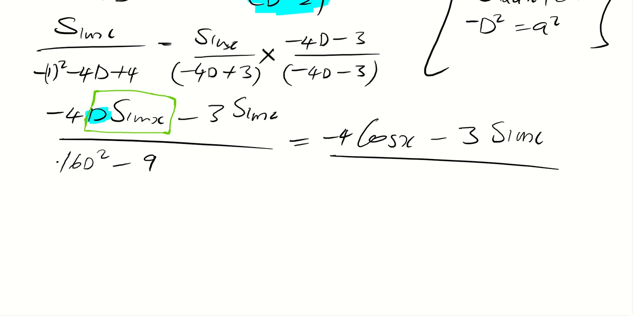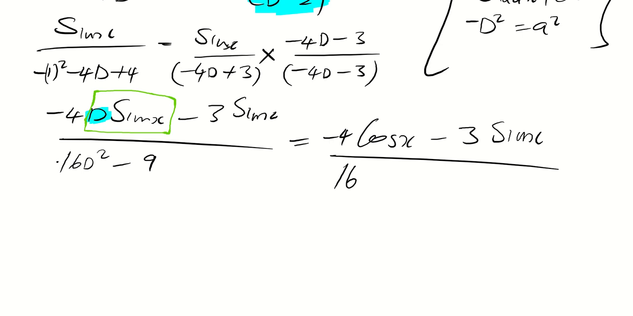That D means derivative. But then if it was 1 over D sine x, it means I'm integrating sine x, meaning I'll get cos x. So there's a difference between 1 over D and D. 1 over D means integration. D times a variable means differentiation.